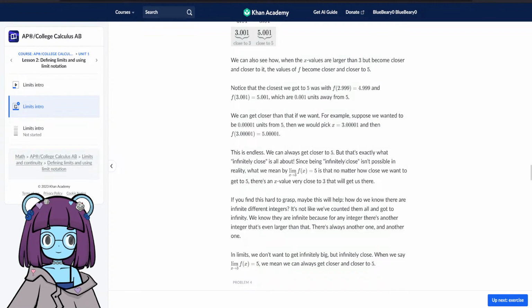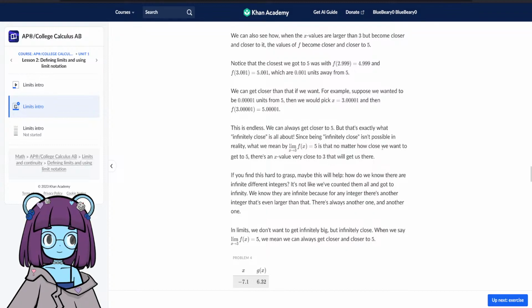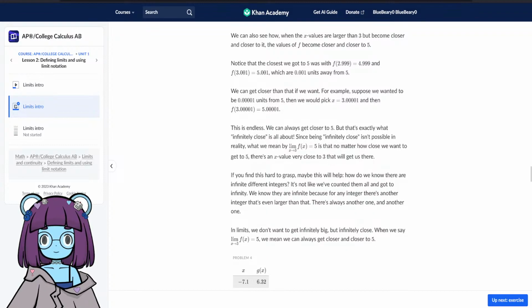Since being infinitely close isn't possible in reality, what we mean by the limit of f of x as it approaches 3 is equal to 5 is that no matter how close we want to get to 5, there's an x value that's very close to 3 that will get us there. Alright.